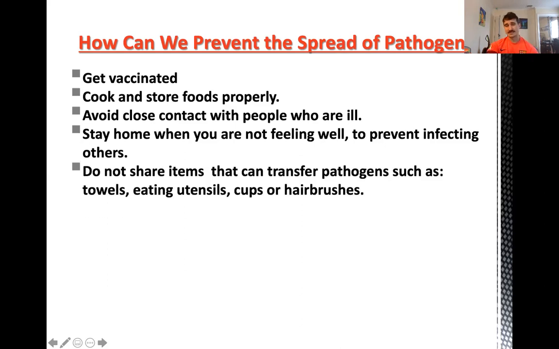Do not share items that can transfer pathogens. So don't share towels with people, eating utensils, cups, or hairbrushes, right? If I'm brushing my hair and I look nice, I shouldn't be giving my brush to somebody else. Who knows? Maybe I have lice. You don't know, right? So it's very important to be careful. I'm not going to use my fork with another person when there's saliva and germs can be there.